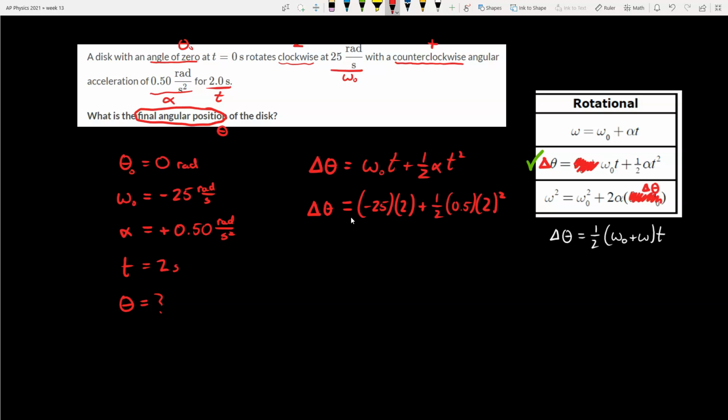Okay, a little plug and chug in the calculator. This is -50. This is 2 squared is 4, times a half is 2, 1. So -50 plus 1 gives me a final angular displacement of -49 radians. Remember, we deal in radians when we talk about rotation. Right? So its final position, if it starts at 0 and it displaced -49, that would be its final position right there. Good to go.